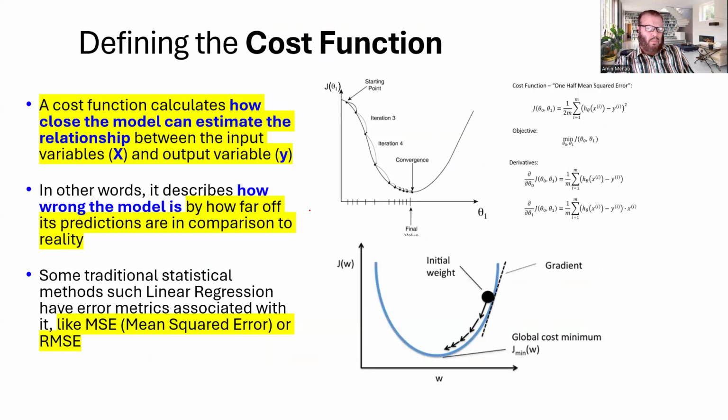Now we're going to talk a little bit about the cost function. What is the cost function exactly? First of all, we need to have the correlation between the y and the x. And the cost function is going to minimize exactly the error. It's a way to minimize the error.